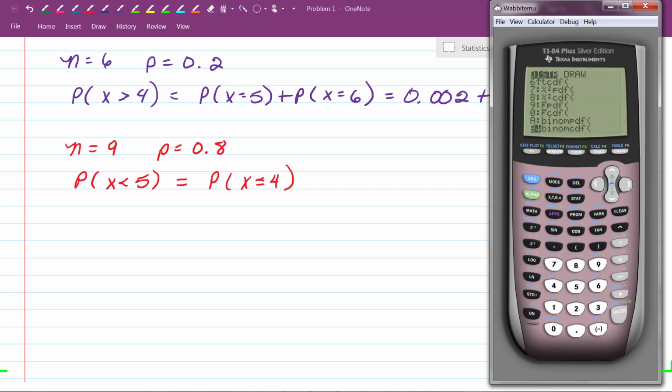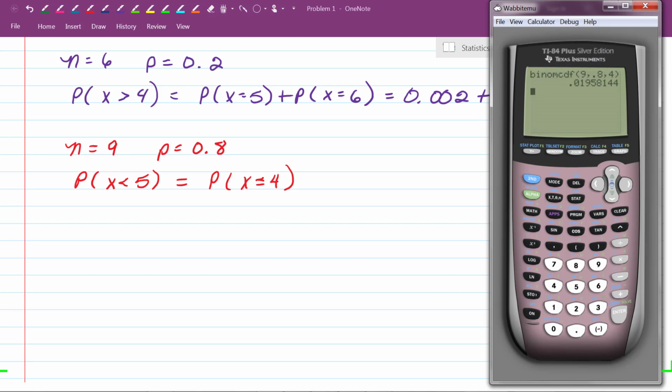I have 9 trials. I have a probability of success of 0.8, which is very high. And then I'm going to do 4 trials and less and sum those together. I'm going to put that in my calculator, and it's 0.01958. Now that 58 is going to round up to a 6.